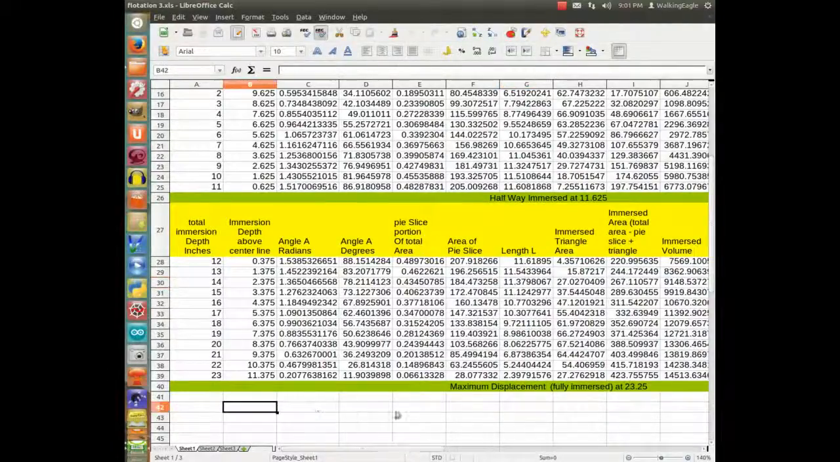If anybody builds a raft, these barrels are a really good way to go. They're cheap, and as you can see, there's a guy using them commercially. So it's a good way to go.